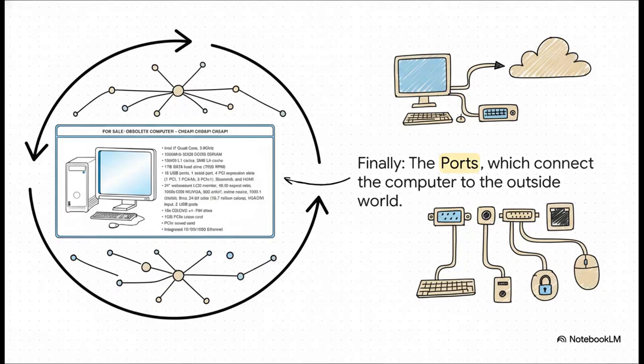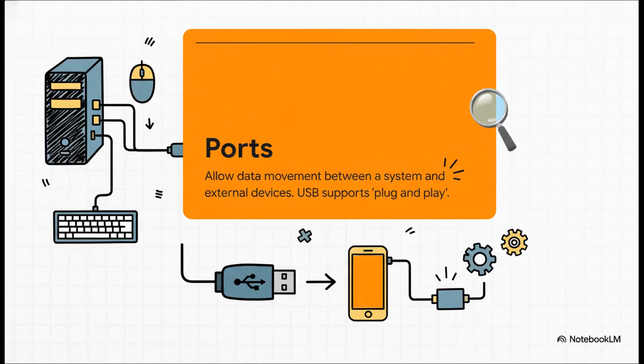Okay. The last major piece of this ad puzzle is that list of ports, 10 USB ports, 1 serial port, and all that. Remember how we said a computer needs a way to get data in and out? Well, this is it. This is how the computer talks to the outside world. So yeah, ports are just the connection points for all your external stuff. Your mouse, your keyboard, your printer.